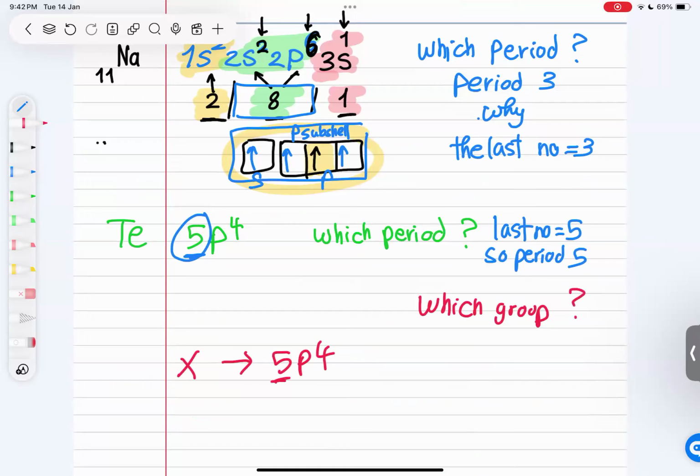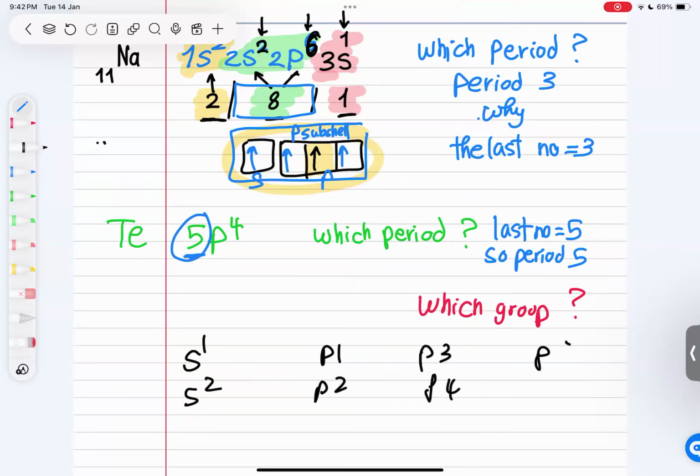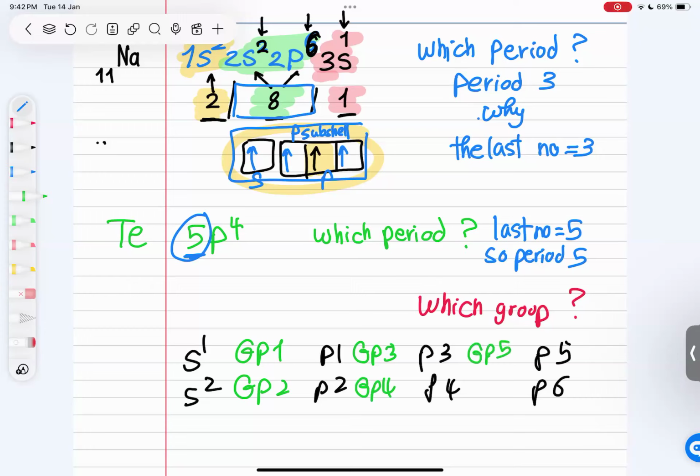Which group? How do I know the group number? You look at the part that looks like the power. If it is S1, S2, P1, P2, P3, P4, P5, P6: S1 is group 1, S2 group 2, P1 group 3, P2 group 4, P3 group 5, P4 group 6, P5 group 7, P6 group 8. So how do you know the group number? From the last configuration.